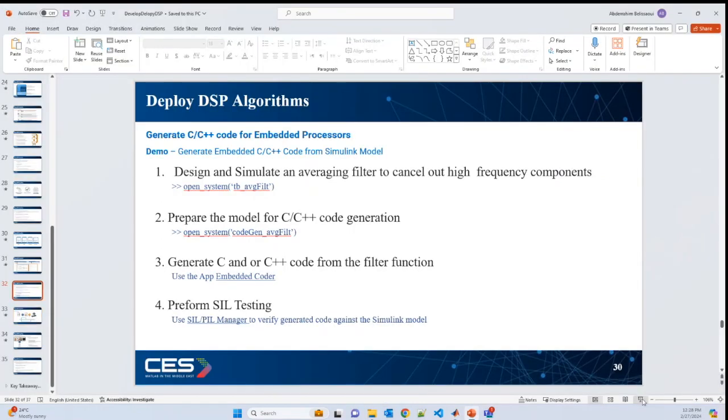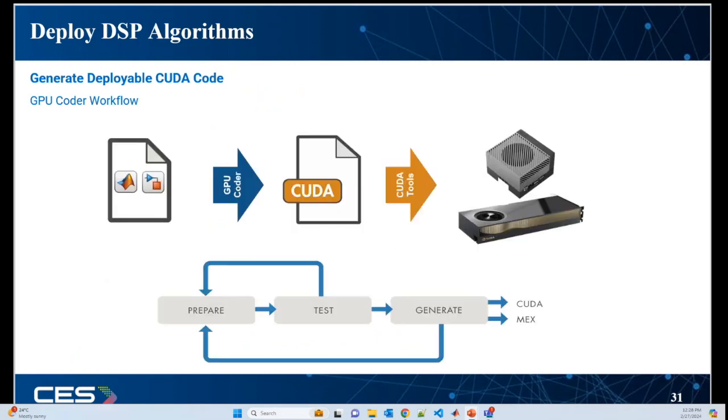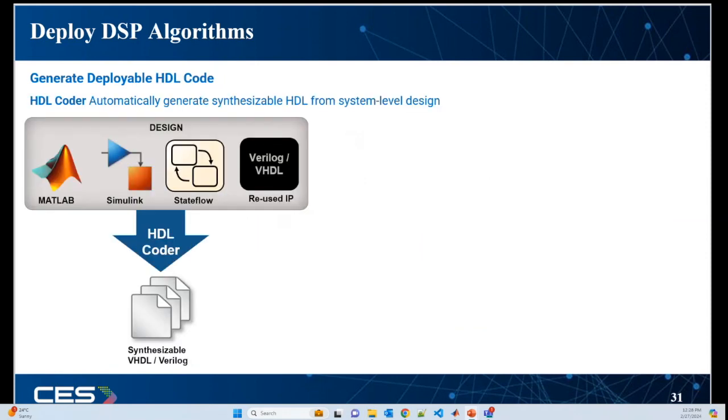Going back to the slide, we want to discuss a bit this GPU Coder. So you can generate CUDA code as I mentioned. The workflow is the same. You prepare, then you test, then you generate a CUDA code or a MEX file for acceleration. You have a Simulink model or a MATLAB code, then you use the GPU Coder, and then you end up with a CUDA code that you can take and deploy to your GPU device.